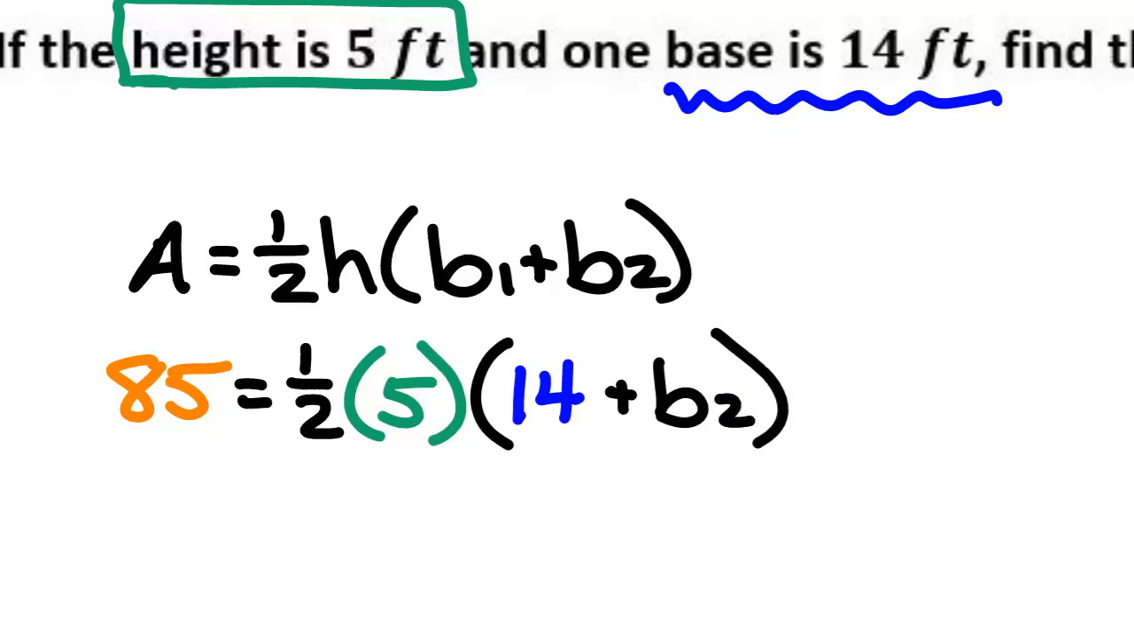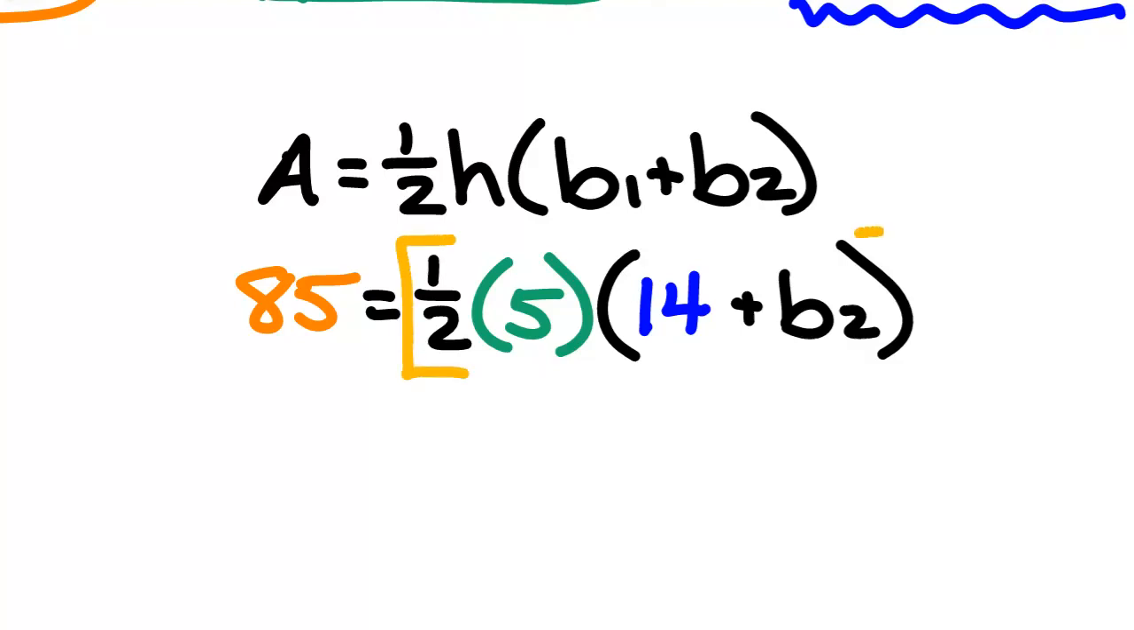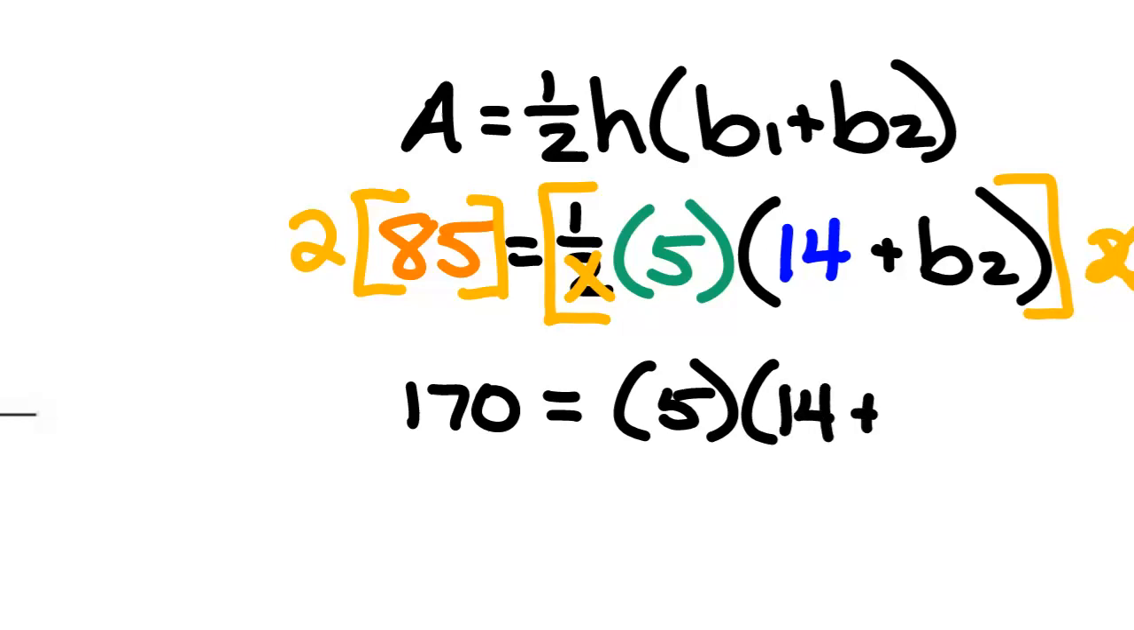I've got two different ways that I could get rid of that 1/2, get rid of the fraction. I can either figure out what half of 5 is. That's going to give me a decimal because 5 isn't even. The other way that I can get rid of that fraction is by timesing both sides by 2. So that'll get rid of my denominator. What is 2 times 85? 170. So I have 170 equals 5 times the quantity 14 plus base 2. How do I get rid of this 5?